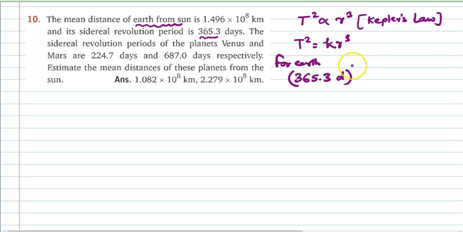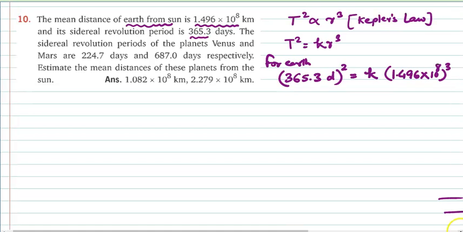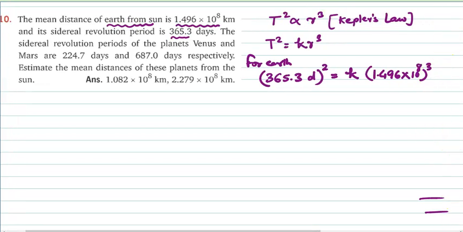365.3 whole square is equal to k, and what is the distance they have mentioned? They have mentioned the distance as 1.496 into 10 to the power of 8 kilometer whole cube. So remember, here the distance is in kilometer and the time is in days, and this becomes my equation number 1. Is that clear? Now this is for earth.